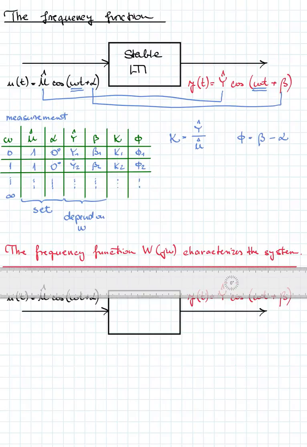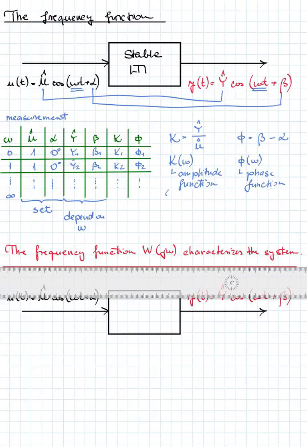But it is very important to recognize that k and phi depend on the value of the frequency. So let's say k is a function of omega, and phi is also a function of omega. The first one is a kind of amplitude function. We are going to use it, the amplitude function. The second, phi, is the phase function.